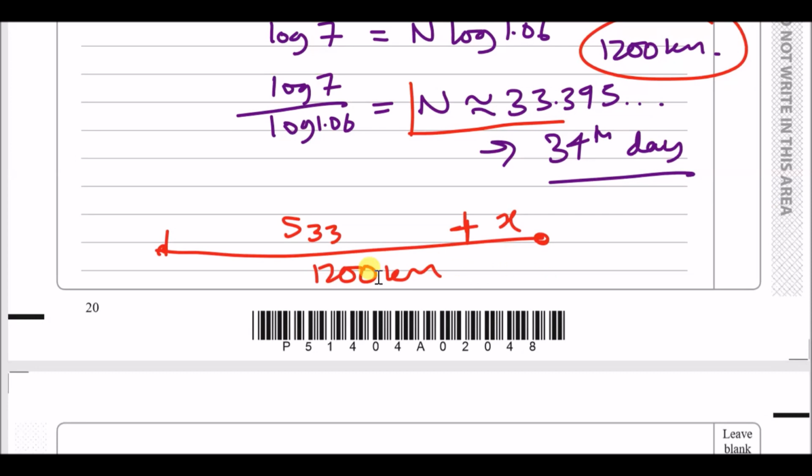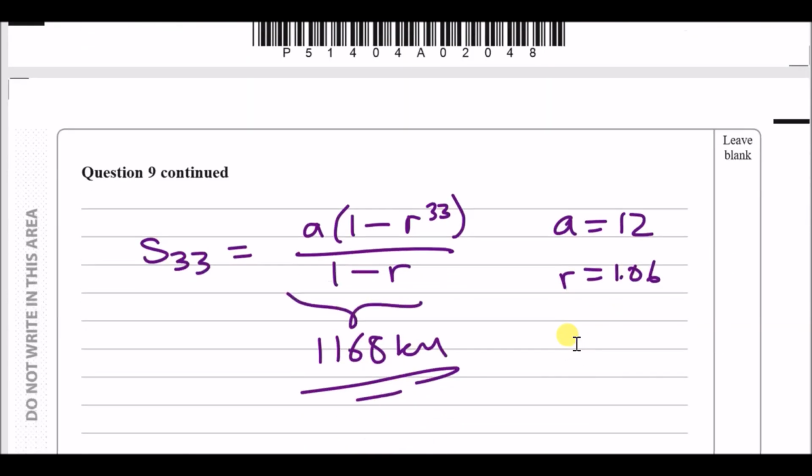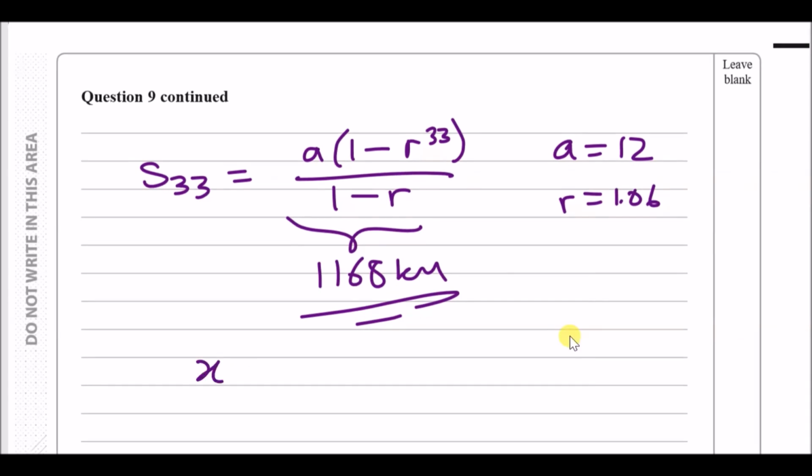So technically, if he stopped at 1200 kilometers at some point in the 34th day, like early on in the day, that means for the remaining distance, if you subtract S33 from 1200, we should get that small distance of 32 kilometers. And that's it, guys. That's literally how much he traveled on day 34.